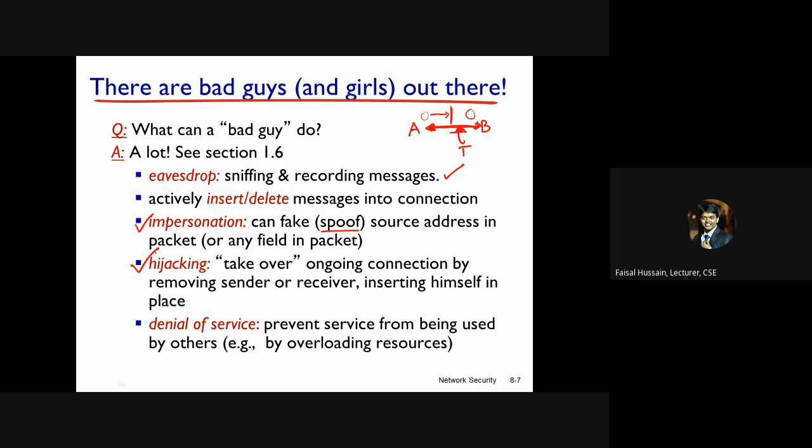Then hijacking, so take over an ongoing connection by removing the sender or receiver and inserting himself. Denial of service means that you are requesting enough resources that the resources are not free, and the actual connection cannot be established because the resources are not present. Okay.